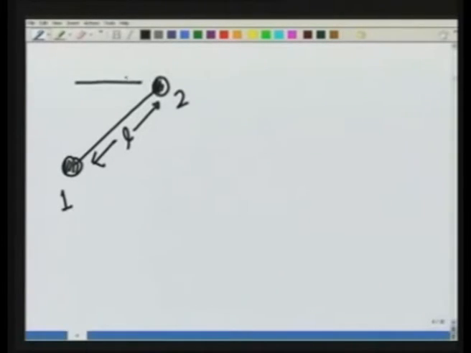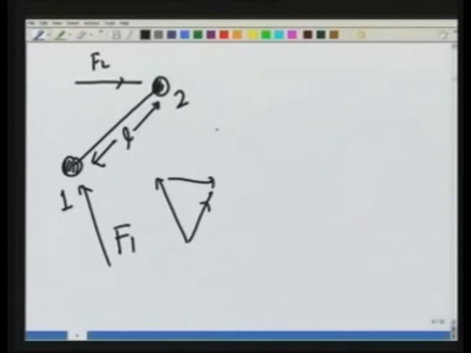Now if I apply a force here and a force here, let's call it F1, let's call it F2, what will happen is F1 and F2 have a net force. Let's say this is F1, this is F2, so this is a net force. So center of mass of this body would move in this direction, but the body could itself change orientation, it could be in this orientation.